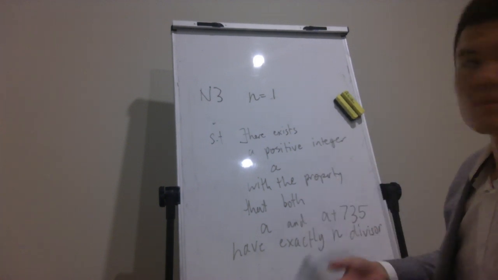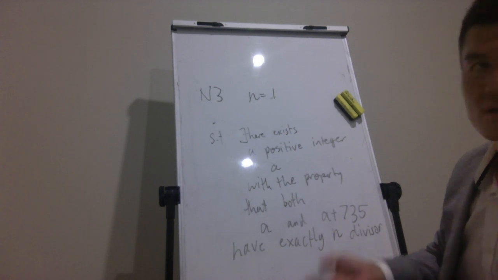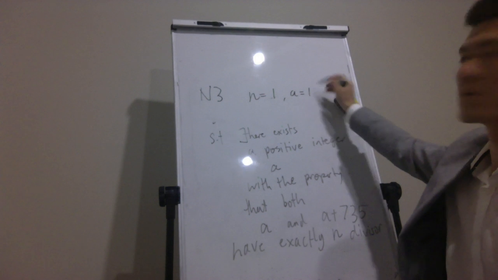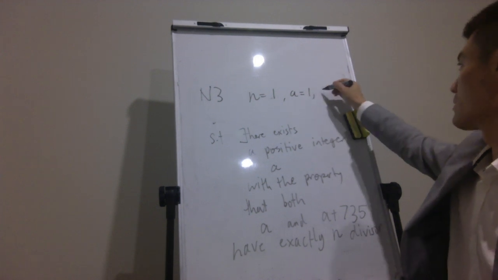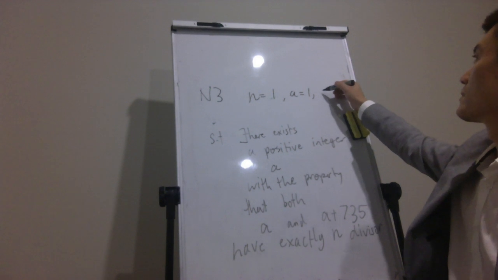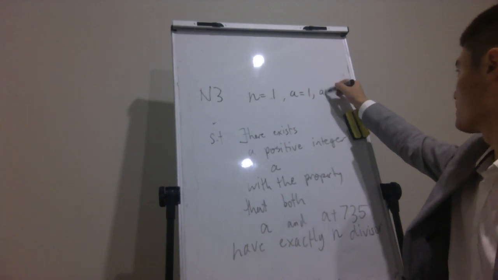The thing is, numbers can only have one divisor if the number is 1, right? So if n equals 1, then a must be equal to 1. And then a plus 735 has to equal 1. But it's not, it's 736. So that's a contradiction, right?